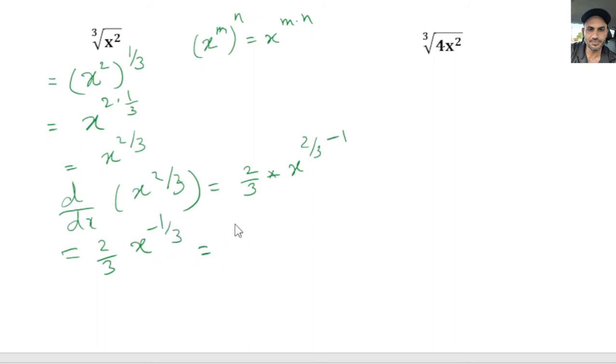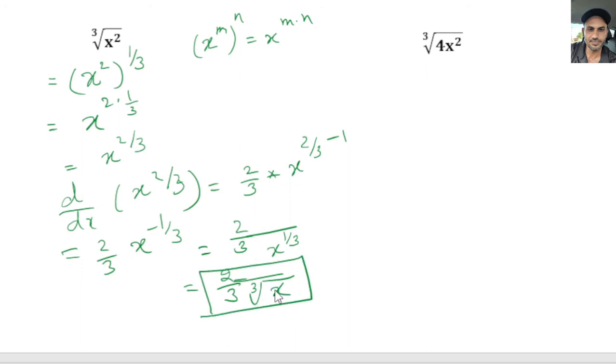And then we can use the laws of exponents and bring this into the denominator and make it a positive, so x to the positive 1/3. All I did is I brought this from the numerator into the denominator. And now I can just write it as 2 over 3, and x to the 1/3 you can write as the cube root of x. So this would be your final answer.